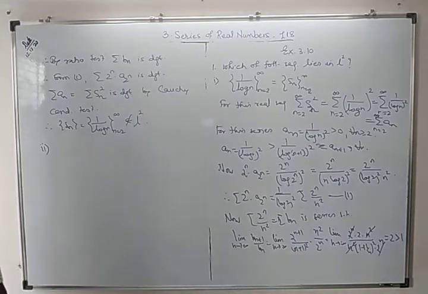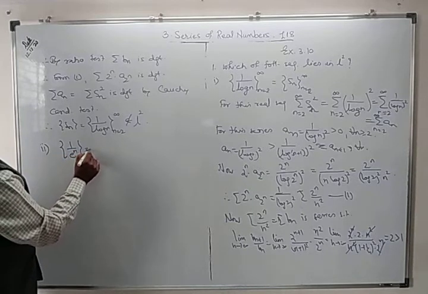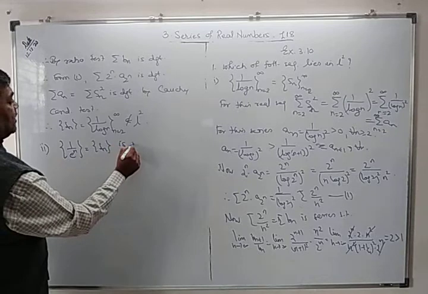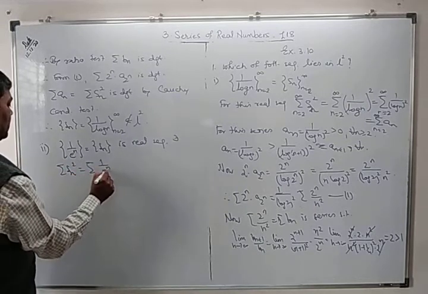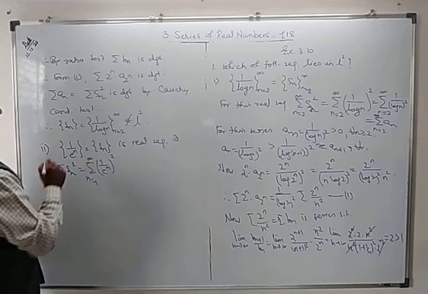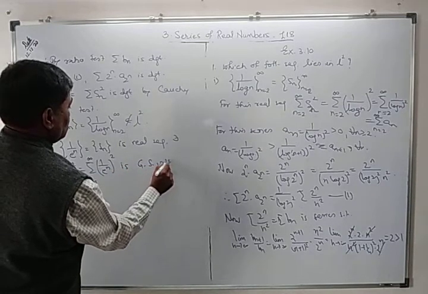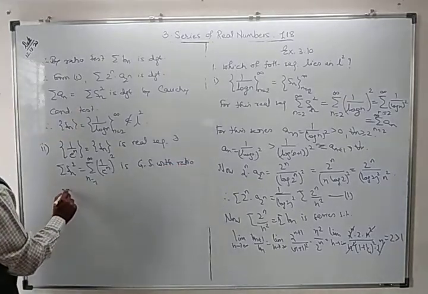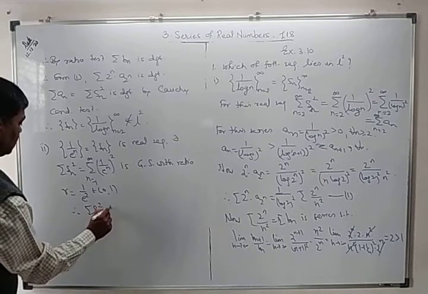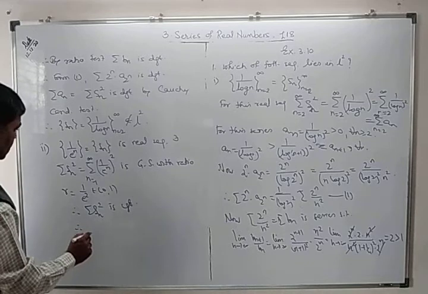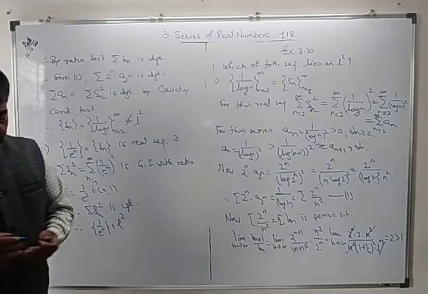Second example, if I take 1 upon e raised to n, it is a real sequence such that summation of Sn square is equal to summation of (1 upon e raised to n) squared, n equal to 1 to infinity. This is a geometric series with ratio r equal to 1 upon e square, which belongs to (0, 1), and therefore summation of Sn square is convergent. Therefore 1 upon e raised to n, this sequence belongs to L2. Is it clear?